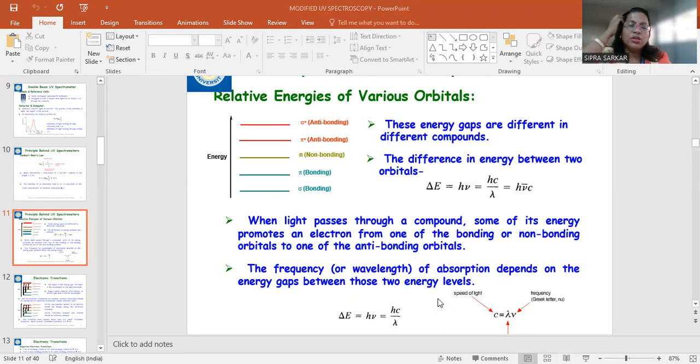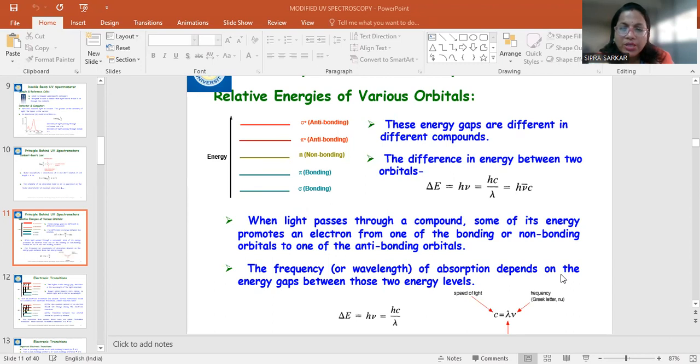You can see the steps here, from sigma to sigma star. It's a long gap, so from sigma to sigma star it requires the maximum energy. But from sigma to pi or sigma to n, it requires less energy. That means from pi to pi star, that is also less. If we make an ascending or descending order, you can very clearly assume these bond energies.